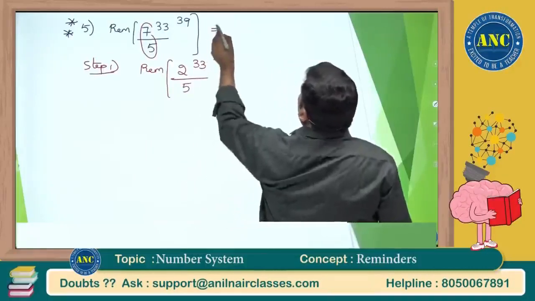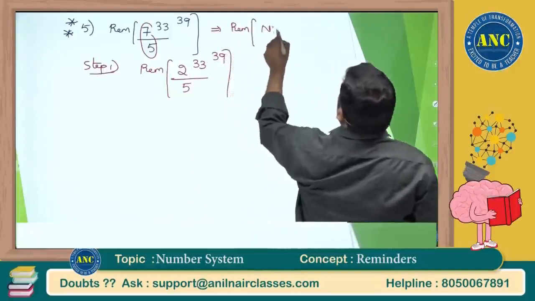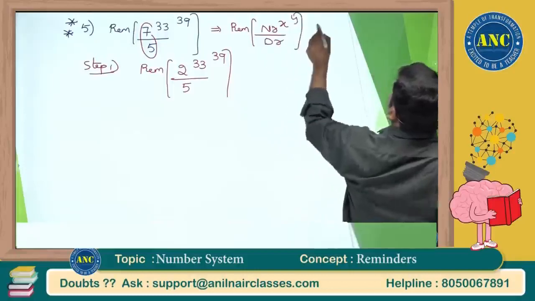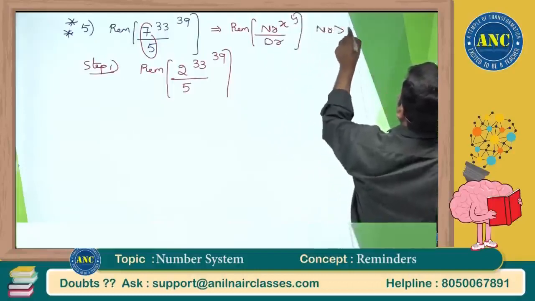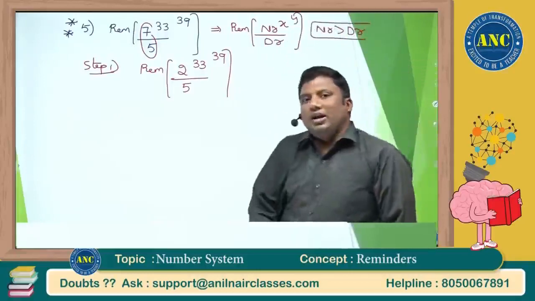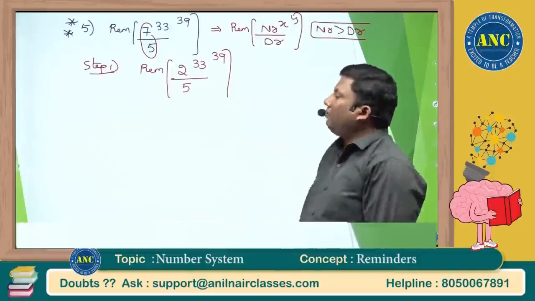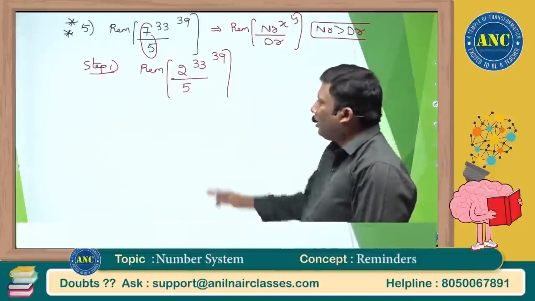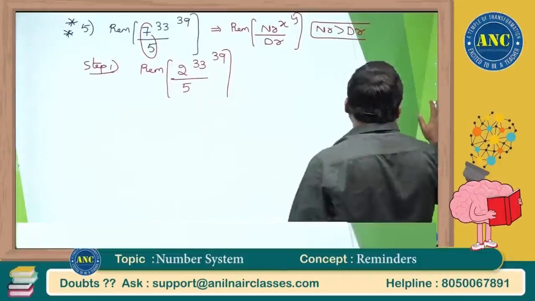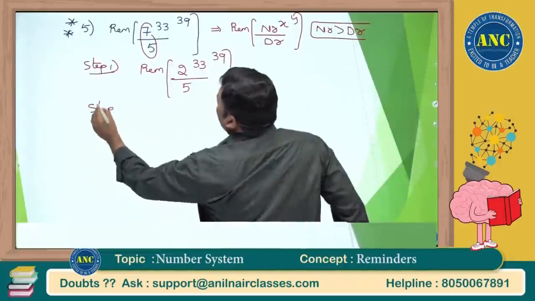This is of the model where the numerator power x power y is greater than the denominator. If the numerator is greater than the denominator, first make the numerator base smaller than the denominator: 2 power 33 power 39 divided by 5. That was step number 1. Listen carefully, sir. Step number 2.